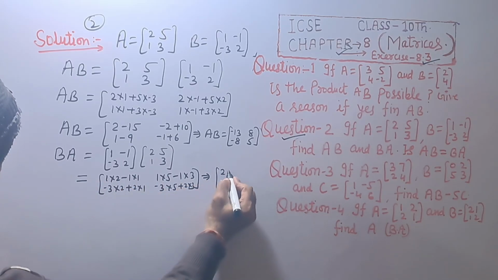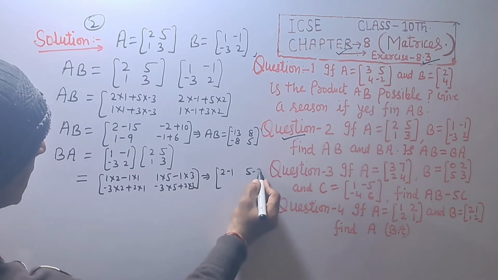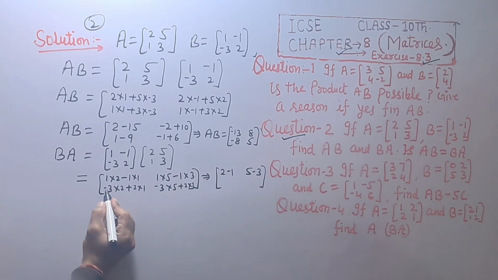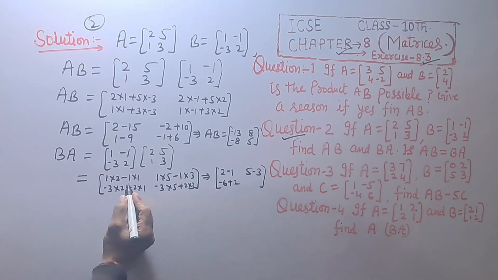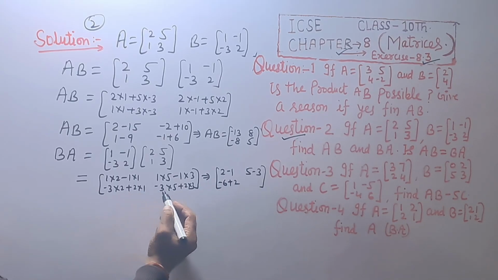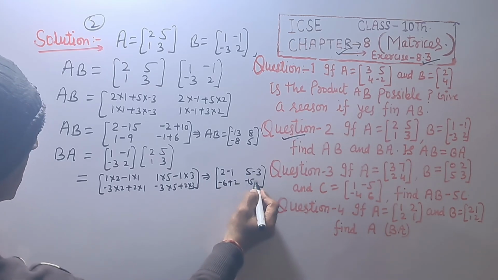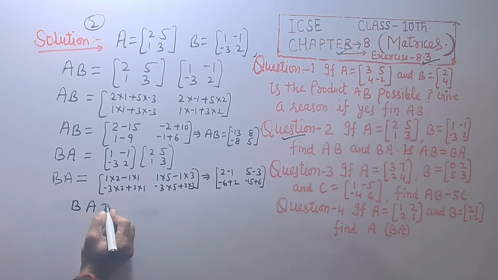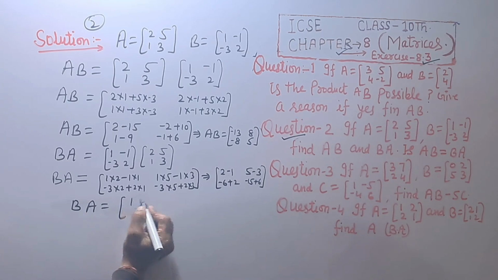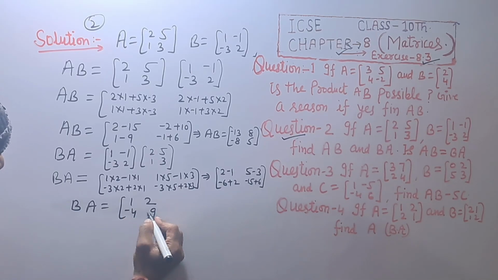2 1s are 2 minus 1, 5 1s are 5 minus 3, minus 3 2s are minus 6 plus 2, and 3 5s are 15, minus 15 plus 6. BA is equal to [1, 2; -4, -9], since minus 15 plus 6 is minus 9.